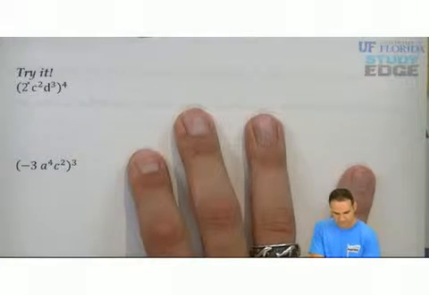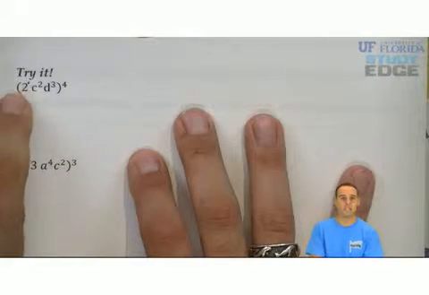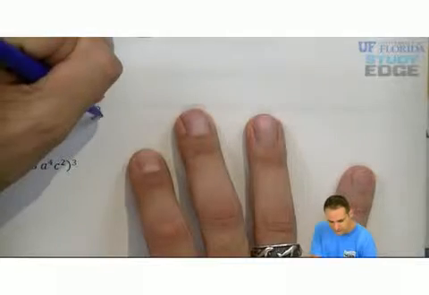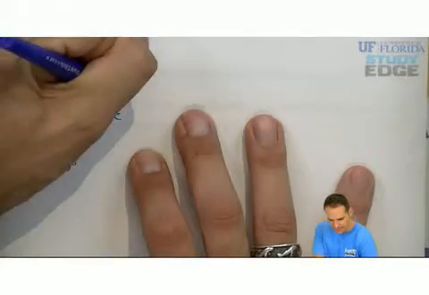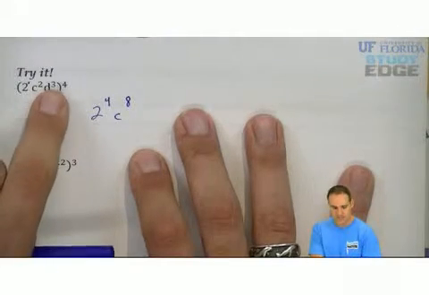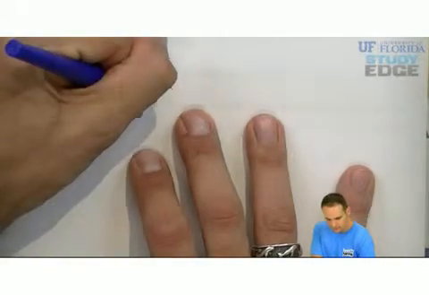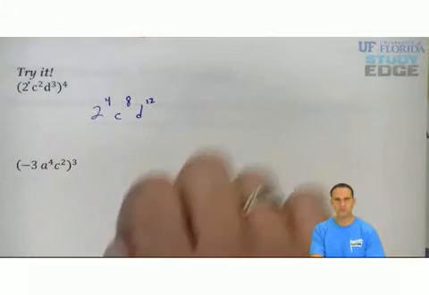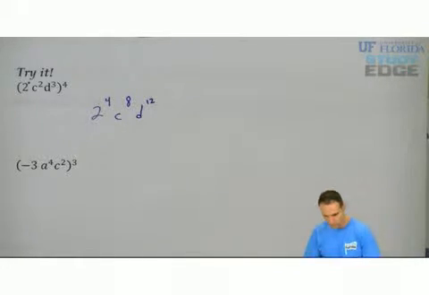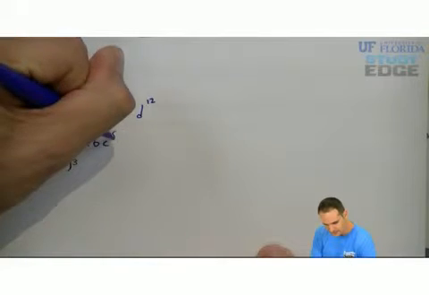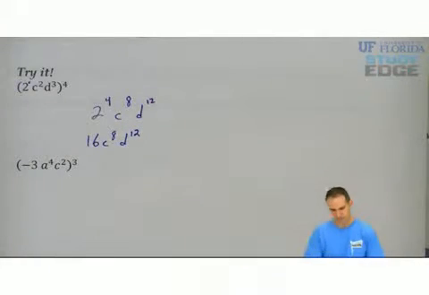Again, that would be 2 to the first, and the power of 4 will go to each one of these terms. I'll have 2 to the 4th power, c to the 2 times 4 is 8, and d to the 3 times 4 is 12. 2 to the 4th power, 2 times 2 is 4, 4 times 2 is 8, 8 times 2 is 16. 16, c to the 8th power, d to the 12th power. Do it one more time.